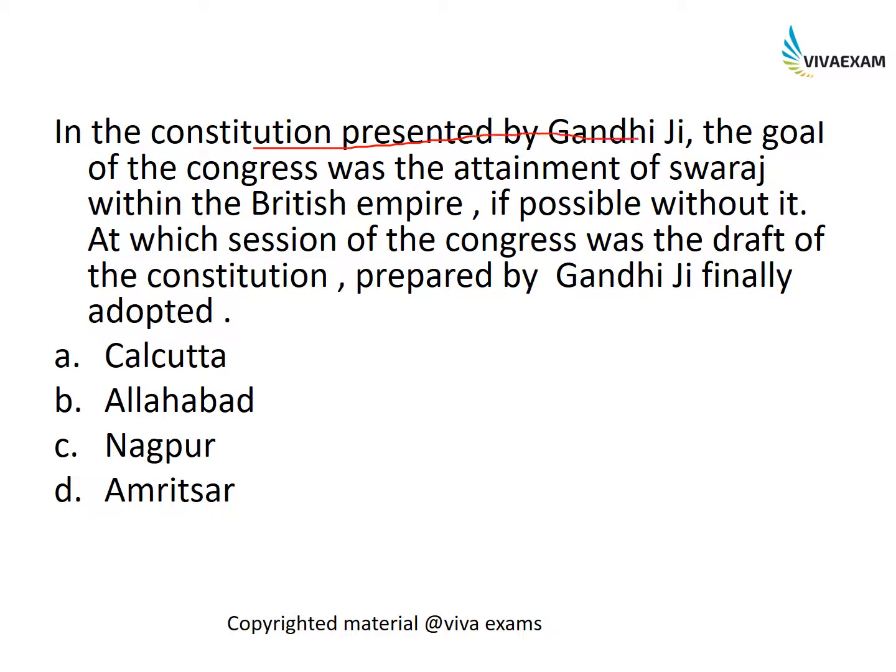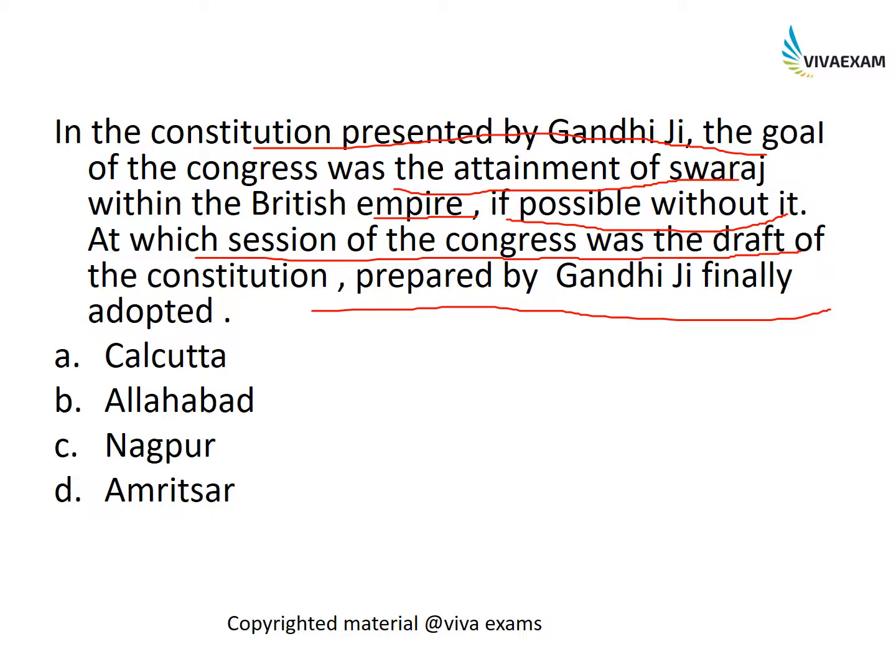In the constitution presented by Gandhiji, the goal of Congress was the attainment of Swaraj within the British Empire, if possible without it. So there was a clause where they were thinking of getting Poorna Swaraj as well. At which session of the Congress was the draft of the constitution prepared by Gandhiji finally adopted? So they are asking in which session of the Congress this draft made by Gandhiji was adopted. So this was the Congress session held at Nagpur. So that is the answer, Nagpur.